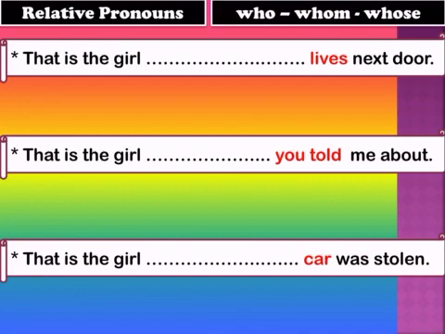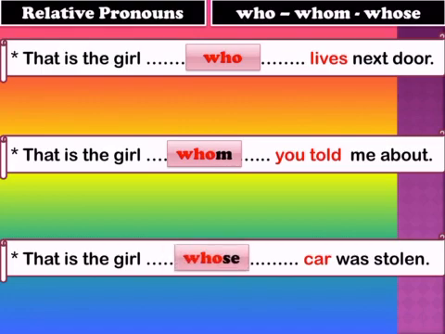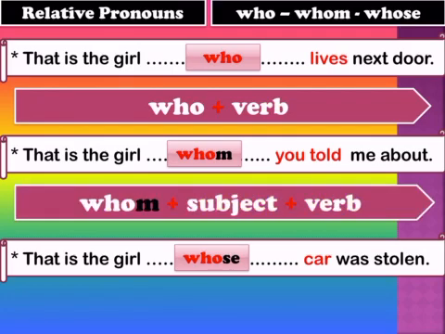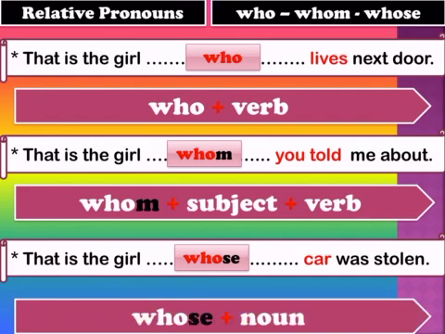Let's see the first example, what we are going to use here. We are going to use who. The second one, whom. And the third one, whose. Why do we use who in the first example? Actually because who is followed by a verb. In the second example, whom is followed by a subject plus a verb. And whose is followed by a noun. So, this is how we can differentiate between who, whom, and whose.